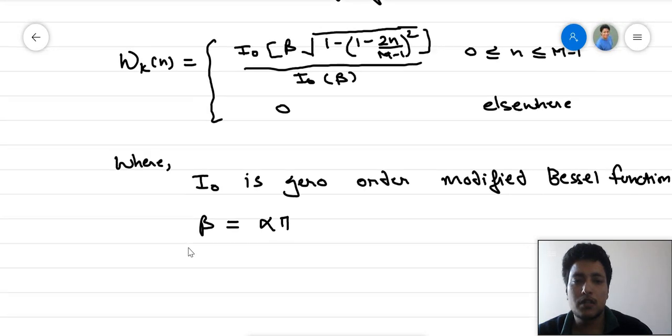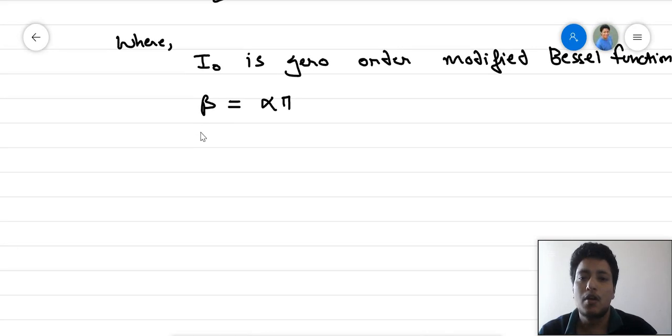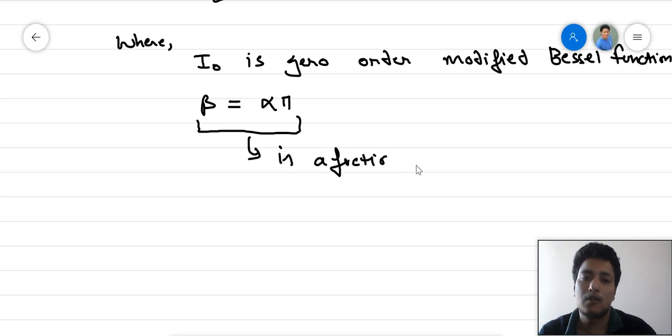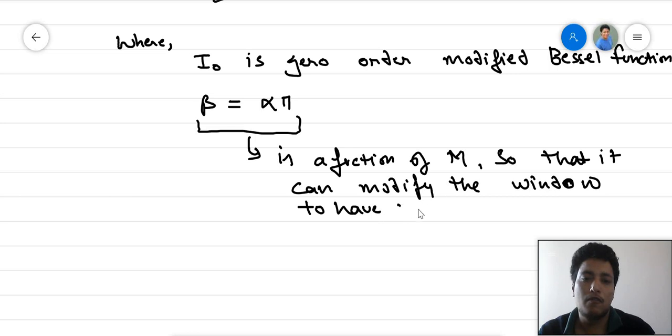Now, for this modified Bessel function I naught, as we know, the window shape can be modified by changing the value of M. That means beta, from alpha pi, is a function of M, so that it can modify the window to have various transition widths.